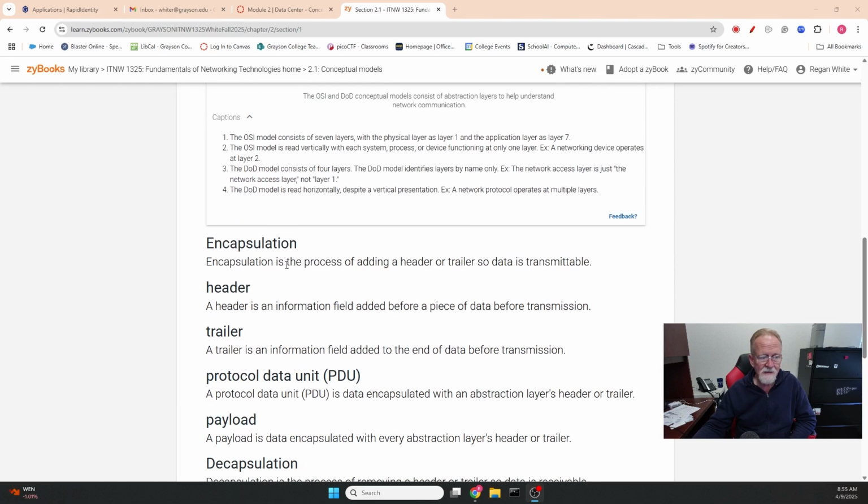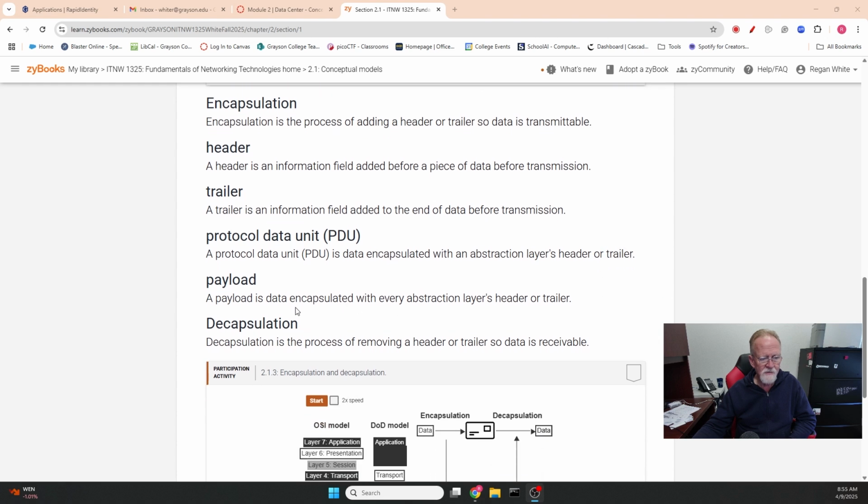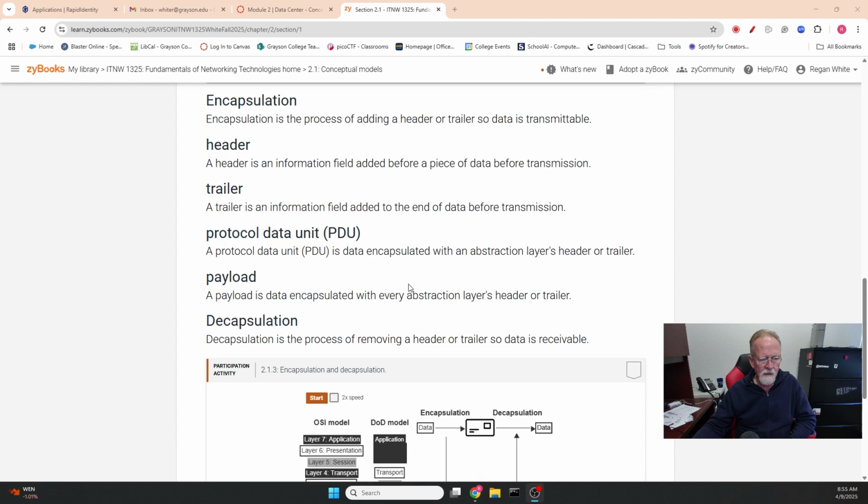Encapsulation, basically, is the breaking up or the encapsulating of the data into packets. You're adding a header and a trailer so that the data can be put back together and then sending it out into the network. A header is an information field added before the data, and a trailer, of course, is information added after the data. Protocol data unit, or PDU, is data that has been encapsulated with a header and a trailer. And then the payload is the actual data. So you have the header, then you have the payload, then you have the trailer.